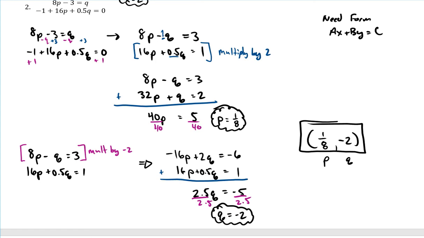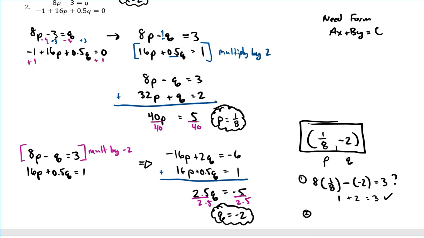And with these, if we're doing it by hand like this, so we'll show a calculator method in a little bit, but if we're doing it by hand, you could still always check. So this is the point that I got. If we plug it into our equations, so if I plug it into the first one, 8 times 1/8 minus -2, does that equal 3? Well, yeah, 8 times 1/8 is 1. That would change into plus 2. So 1 plus 2 is 3.